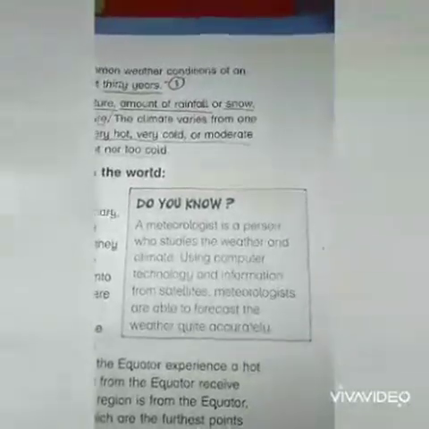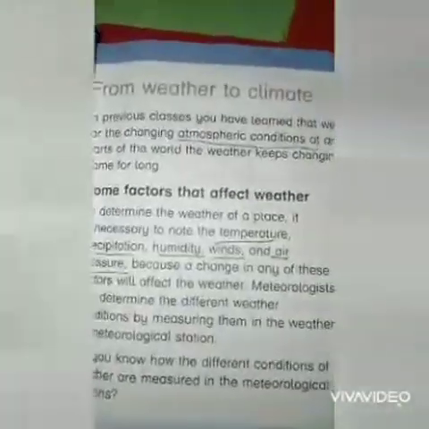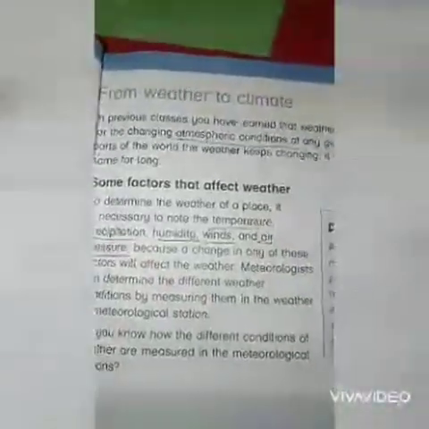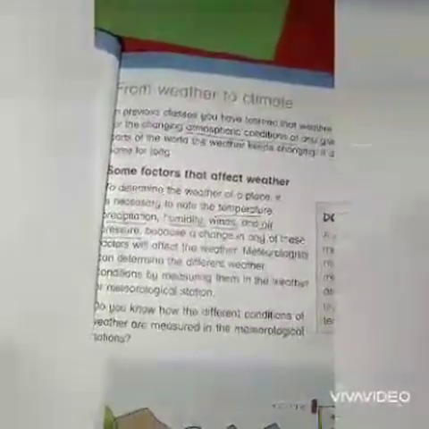Okay children, different conditions of weather are measured in the meteorological station. Here is a picture of a simple weather station. See some instruments: you can see wind vane, anemometer, thermometer, screen, rain gauge, and sunshine recorder. Now we are going to see the instruments which measure the weather.